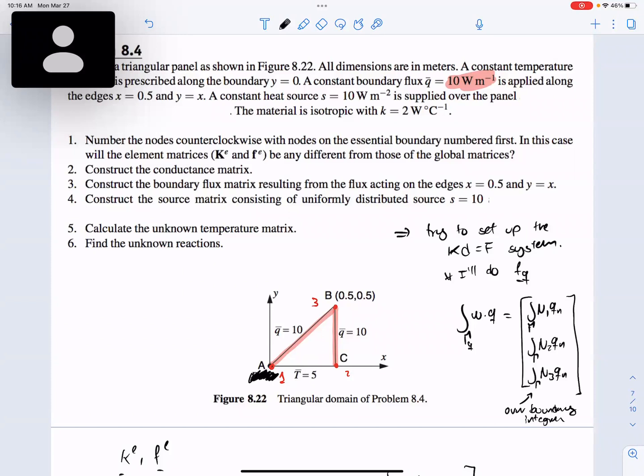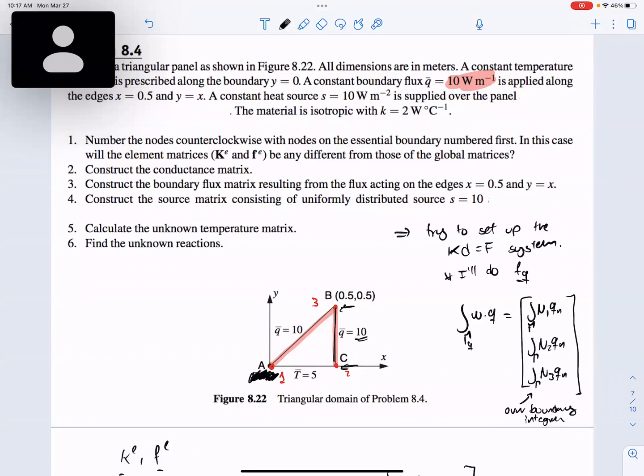And long story short, it's just the flux times the length of the edge over 2. You can think of it in this way. We have a flux of 10 watts per meter, and we're going to multiply that by the length of the edge. That's going to give us the total amount of watts that are fluxing in, and we're just going to split it evenly into this node and this node. So 10 watts per meter, multiplied by the length of the edge, is going to be 5 watts total fluxing through that boundary, and then we're just going to split it.